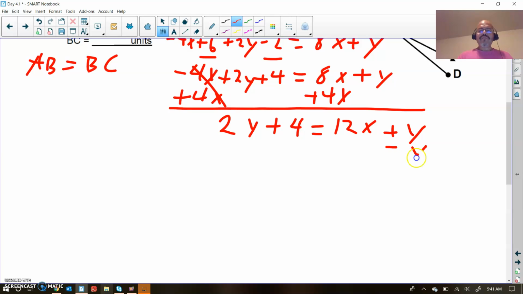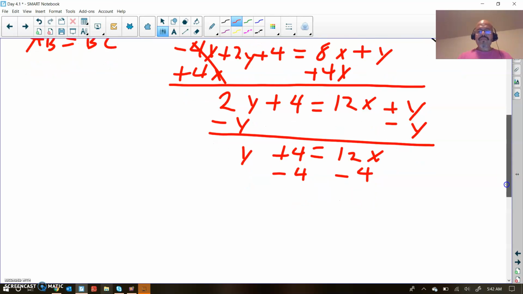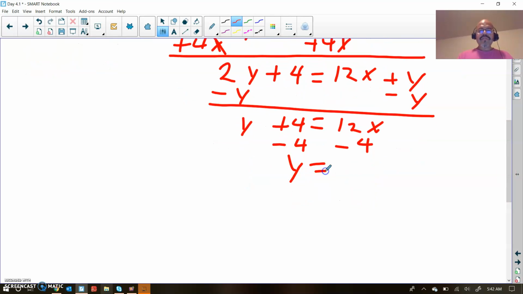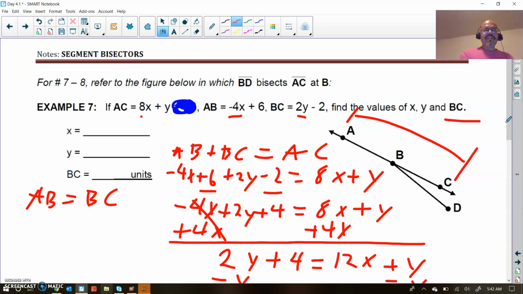I'm going to subtract y from both sides. So I have y plus 4 equal to 12x. That's it for that one. Now I'm going to subtract 4 from both sides. So y is equal to 12x minus 4. I'm going to pause on that one because there's nothing else to be done with this.